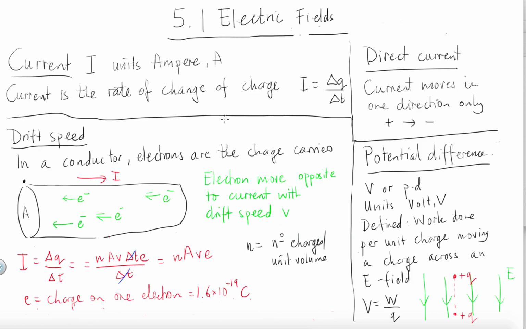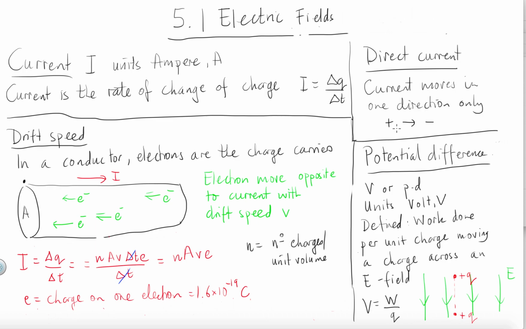Moving on then to the next slide, still on the topic of electric field, another important quantity is current, capital I, whose units are the ampere. It's a measure of the flow of charge. It's the rate of change of charge, or delta Q divided by delta t.